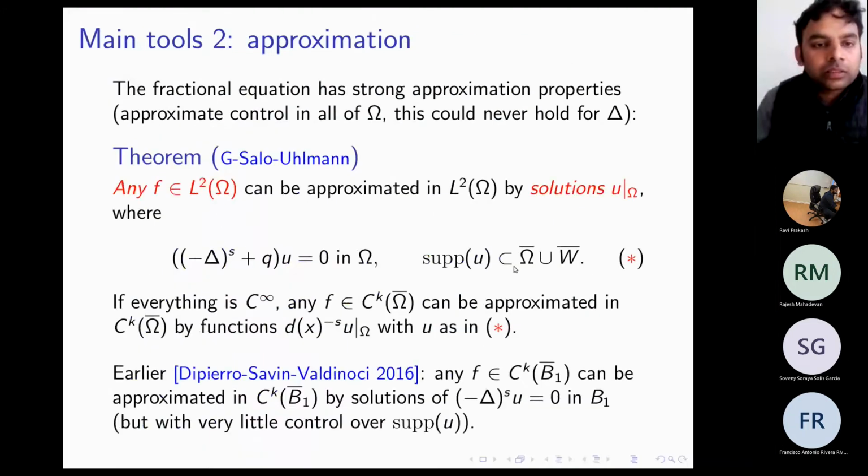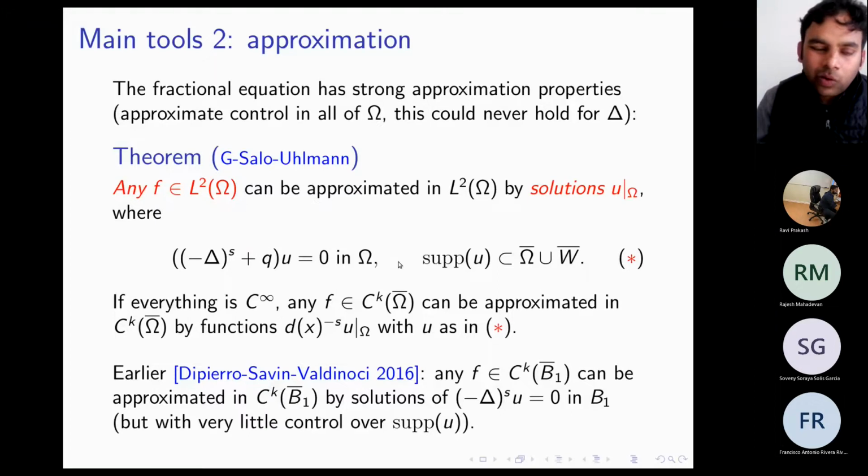So this can be done in L2 or in Sobolev spaces. And if you want to do it in the smooth spaces, then for the right quantity you have to divide u by the distance function d(x) to the power minus s. Because unlike the local equations, if you have smooth data on the right hand side, then u is not necessarily smooth. So u divided by the distance function is smooth. If you consider that right quantity, then you can show that for any given function in C^k, you can produce a sequence that approximates this, and you solve this equation.